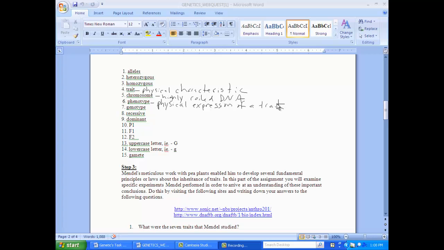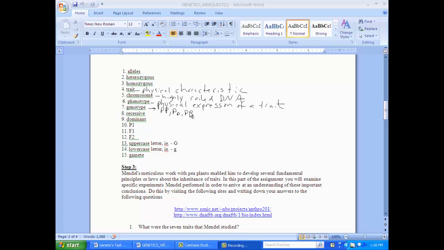Genotype. How do we show a genotype? It's not physically expressed. It's the two alleles. It's the allele combination. So I can just say, you know, big P, big P, big P, little p, little p, little p. So it's the genetic code of it. Sure. It's the combination of the two alleles. That's what the genotype is.